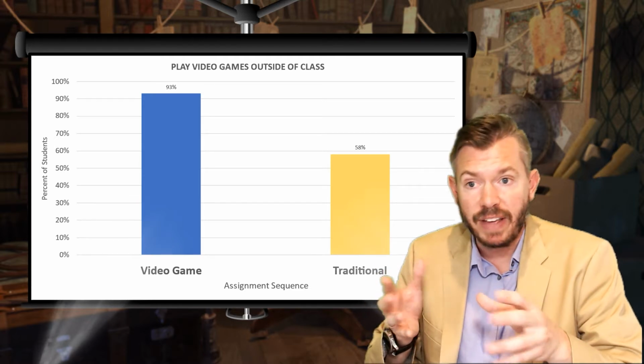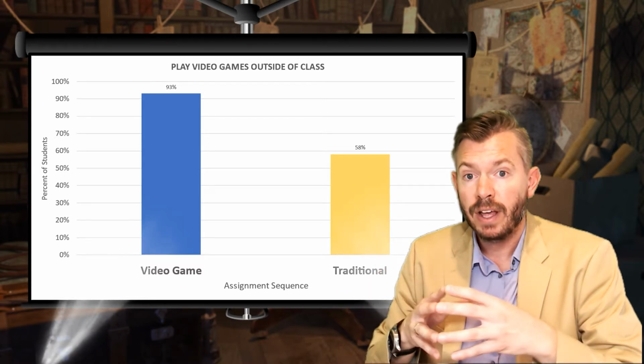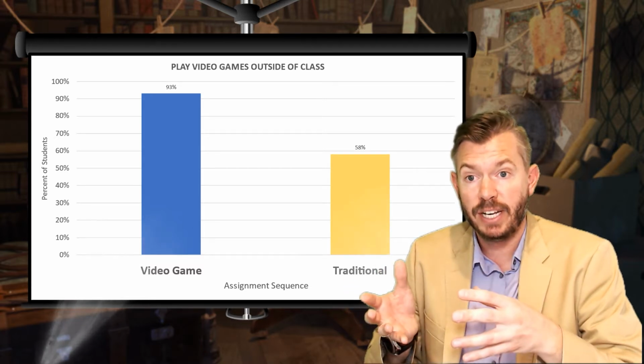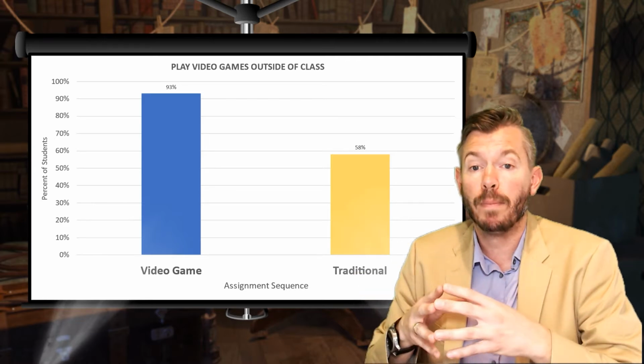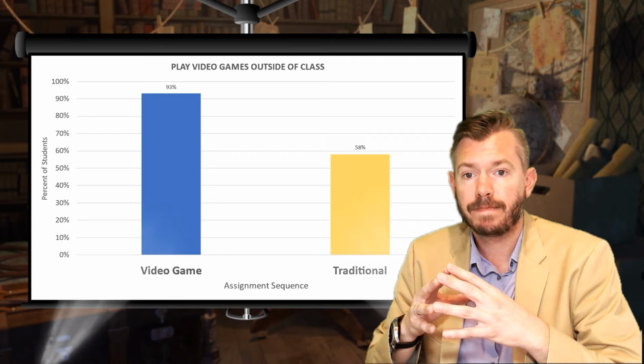And it wasn't just a yes-no difference here. So out of those who do play video games for fun, the students who chose the video game assignment sequence play almost 3 hours more per week than those who chose the traditional reading response sequence.